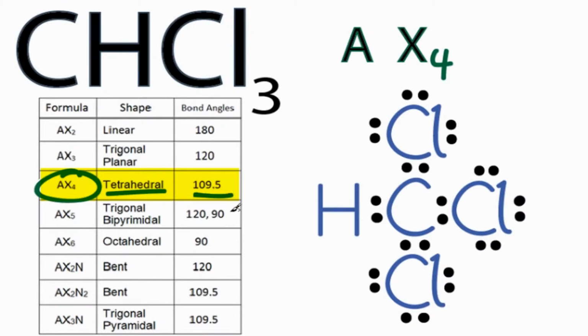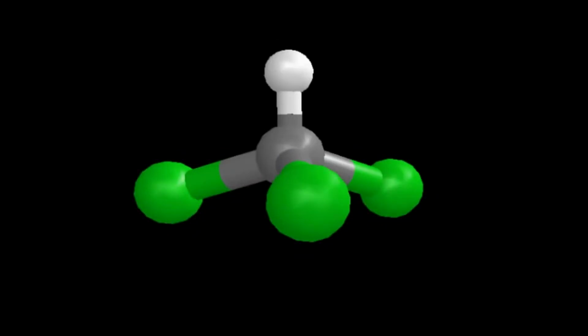of 109.5 degrees. If we look at the tetrahedral molecular geometry here for CHCl3 in 3 dimensions, we can see what it looks like. Here the chlorines are the green. In the center we have the carbon, and the white is the hydrogen. So you can see we have all those chlorines on the bottom, and then on the top we have the white, which is the hydrogen.